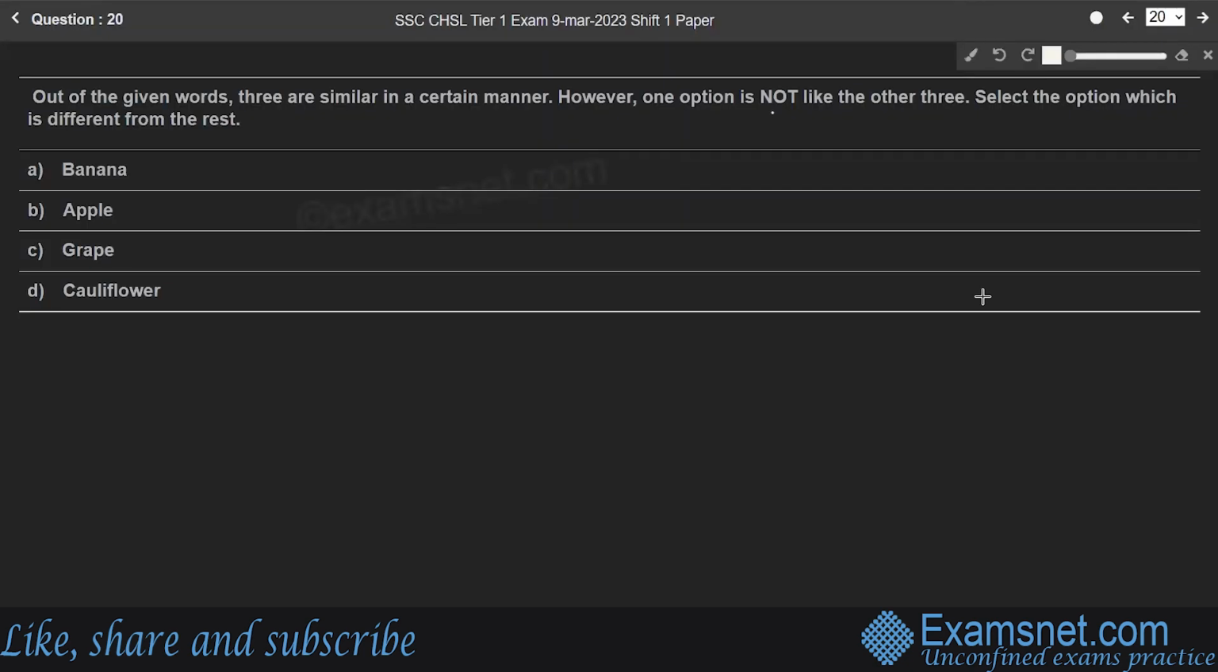Question 20. Out of the given words, 3 are similar in a certain manner. However, one option is not like the other 3. Select the option which is different from the rest. Here option A is banana, B is apple, C is grape, whereas option D is cauliflower. So here banana, apple and grape are fruits, whereas cauliflower is a vegetable. Therefore, cauliflower is the odd one. Therefore, option D.